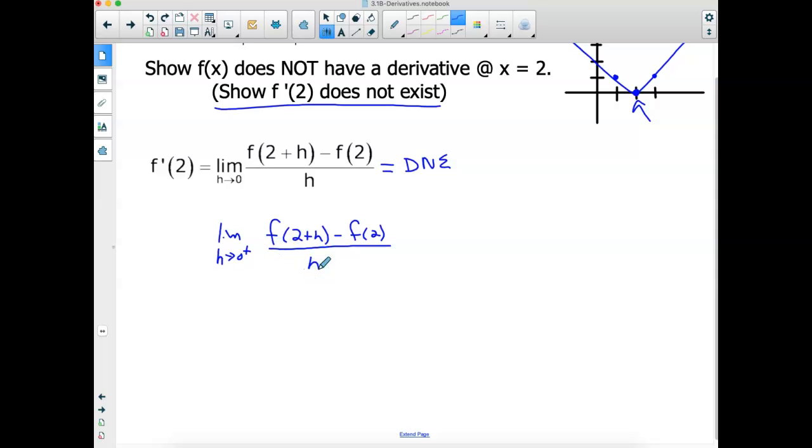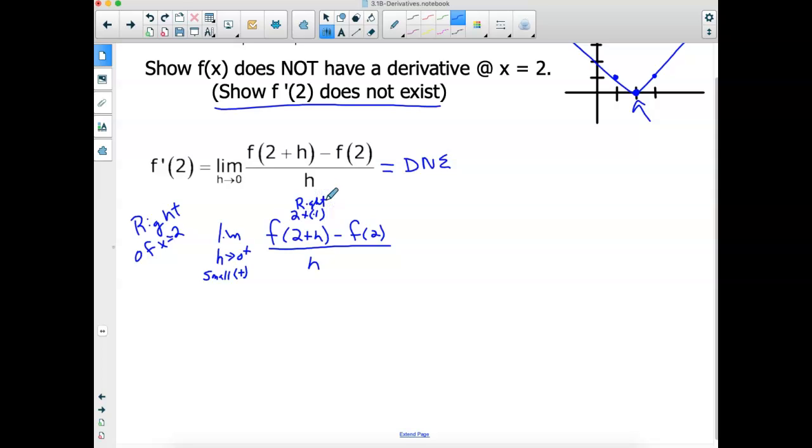Now remember, I'm approaching h from the right. So that means this is the right side of x equals 2, because if I'm approaching 0 from the right, h is small but positive, and when I take 2 plus a small positive number, I'm on the right side. Okay, so that's what we're talking about.